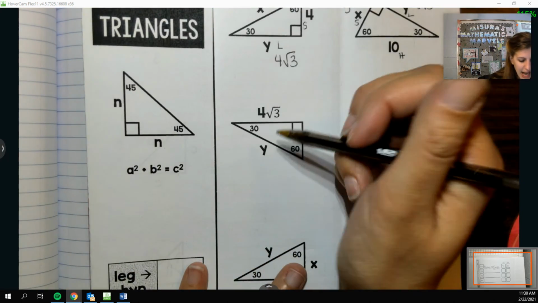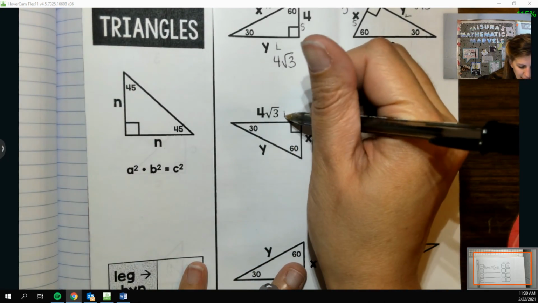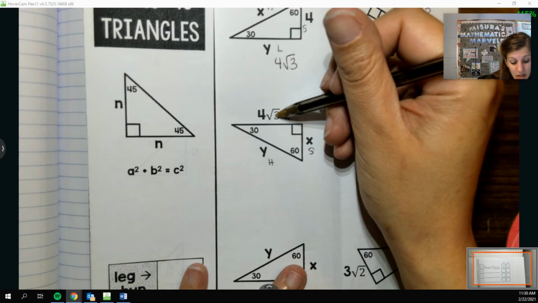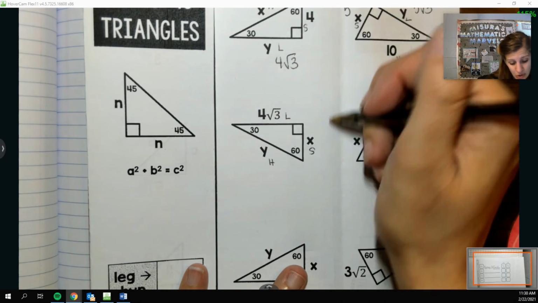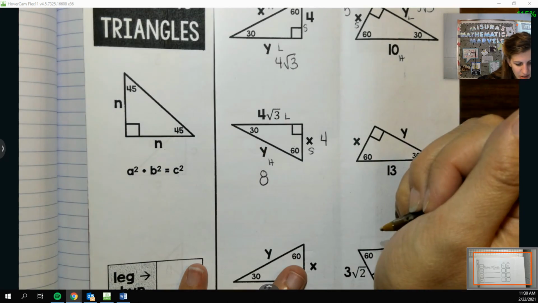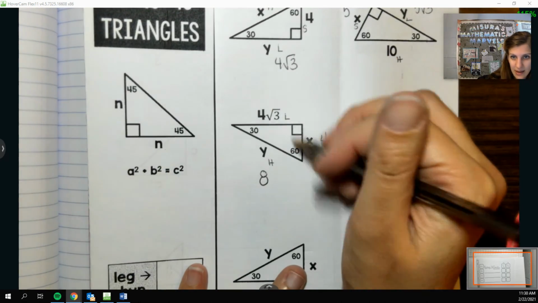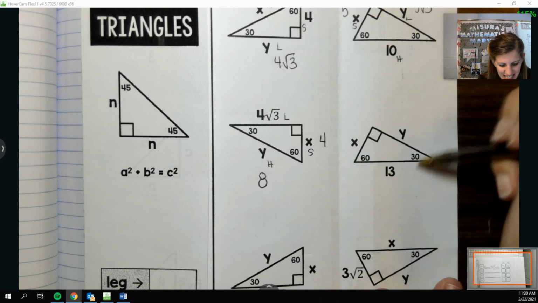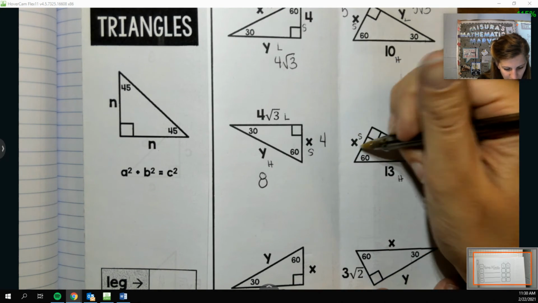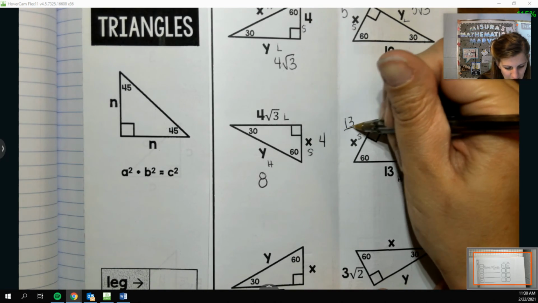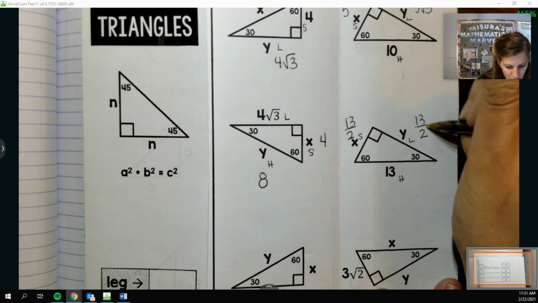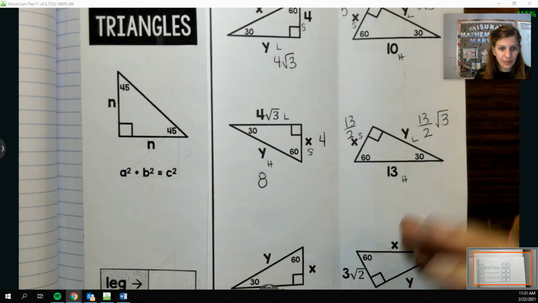Okay, on to the next. I have the long leg here, short leg there, hypotenuse here. Since the long leg is 4 root 3, the short will just be 4, and then the hypotenuse is double as much. Oh my goodness, that's the same one. Next, on this guy here, I know that the hypotenuse is 13. This guy's the short, which I'm going to find next. It's going to be half as much, so 13 over 2. And then that long leg will be root 3 times as much, so 13 over 2 root 3.